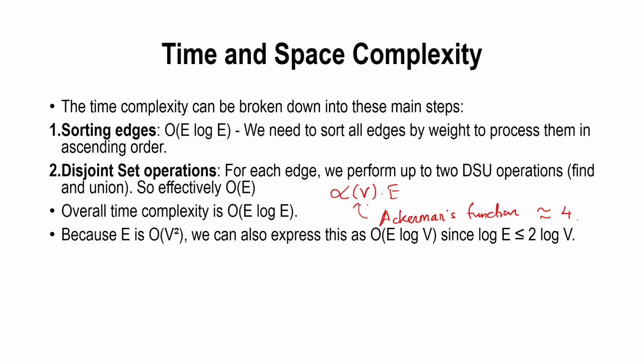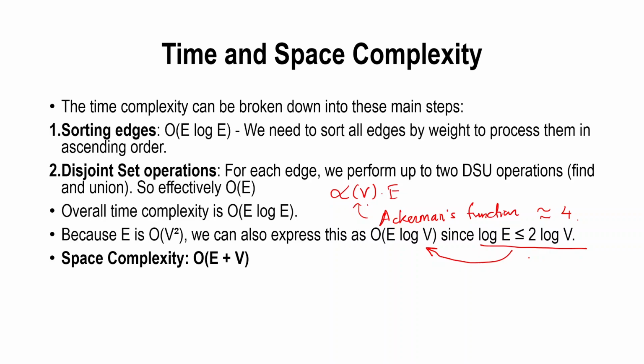And because E is order of V squared, that is, if it's a completely connected graph, then the number of edges will be V times V minus 1 divided by 2, which is order of V squared. We can substitute it over here. So we can also say that log E is approximately 2 times log V. Therefore, time complexity is also O of E log V. So you can either say that it is E log E or E log V.